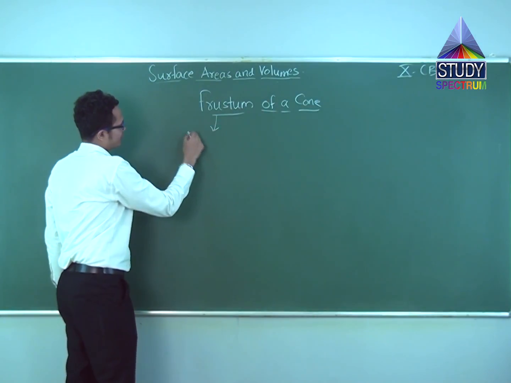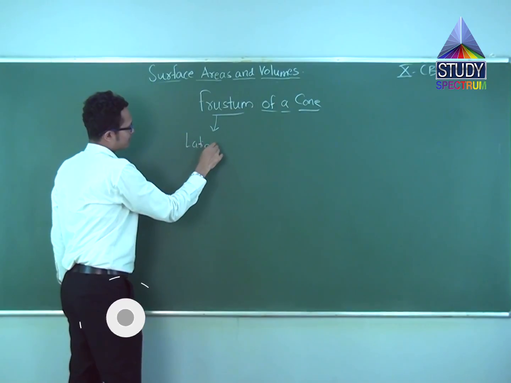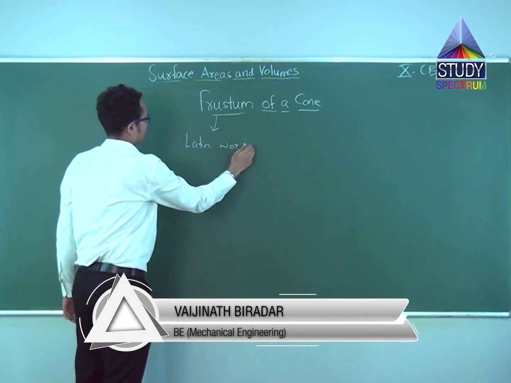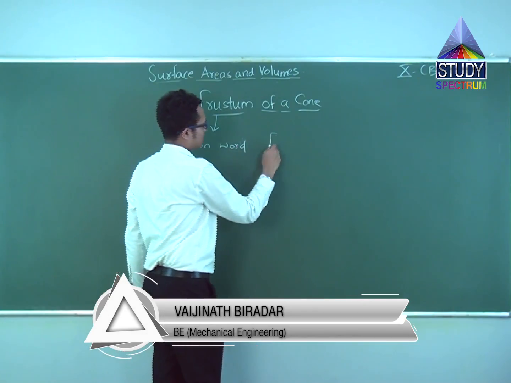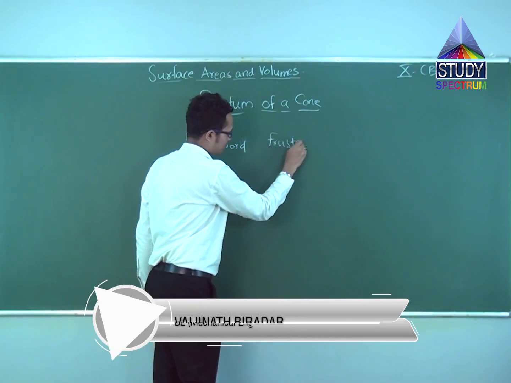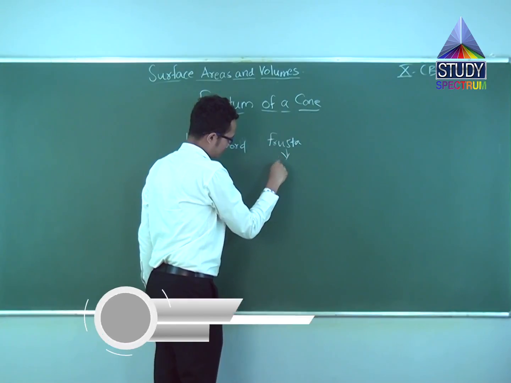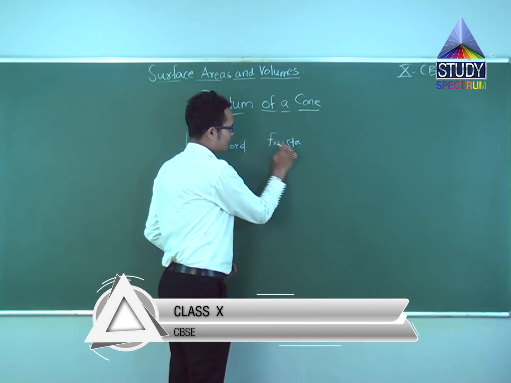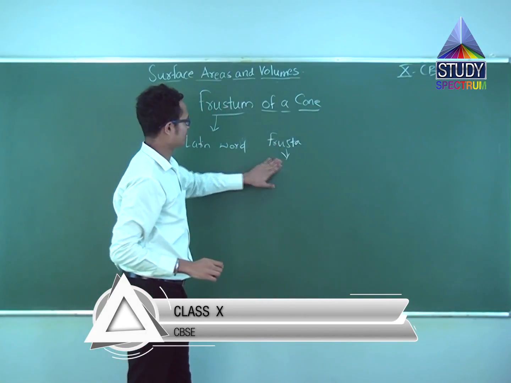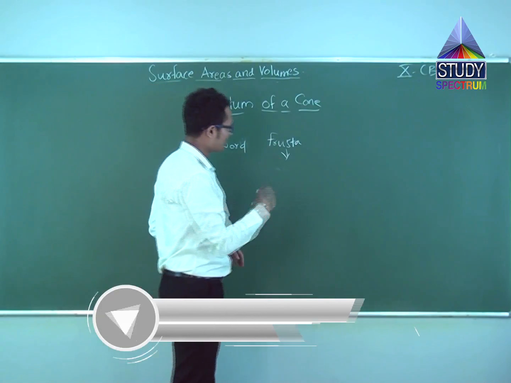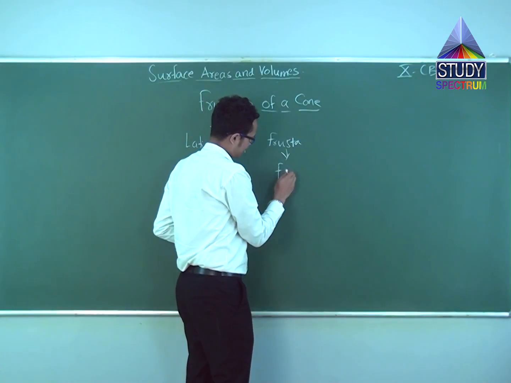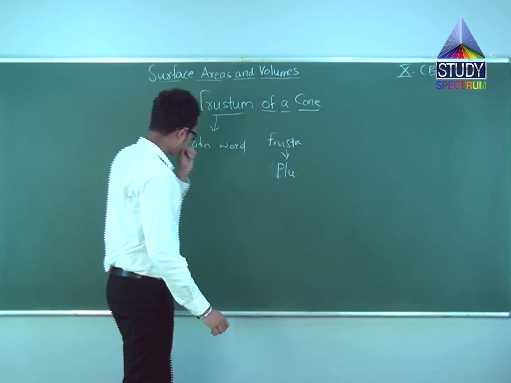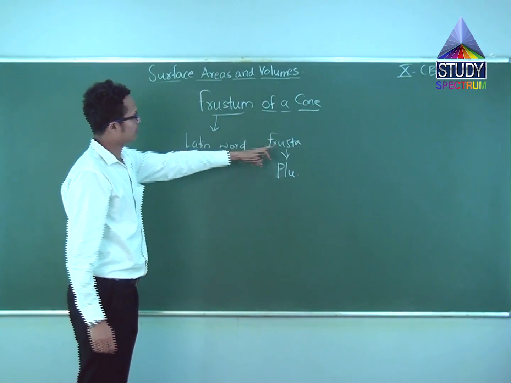Frustum is a Latin word. It's singular, and frusta is plural. You might be wondering why we require this. Don't say there are frustums. There is a frustum, and there are frusta. Frustum is the Latin word, and frusta is the plural.